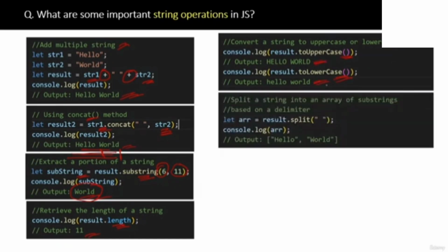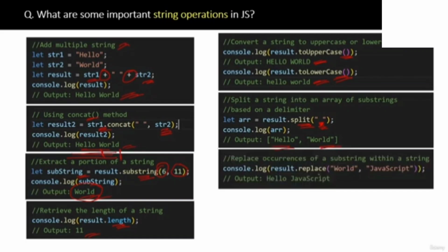The next very important method is split. This split method will split a string based on the separator or delimiter, also we can say. Here the separator is space and the result will be an array. For example, in this case hello and world will be the two elements of the array. The next important operation is the replace method. The replace method of the string will replace the first parameter with the second parameter. Therefore, the result will be hello and world is replaced by the JavaScript now.